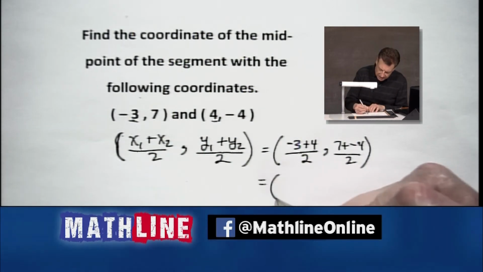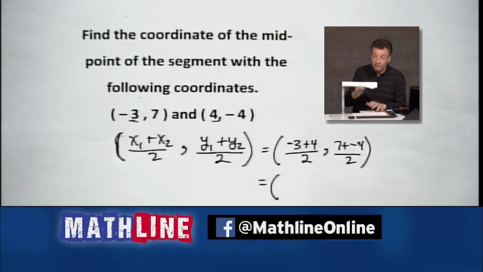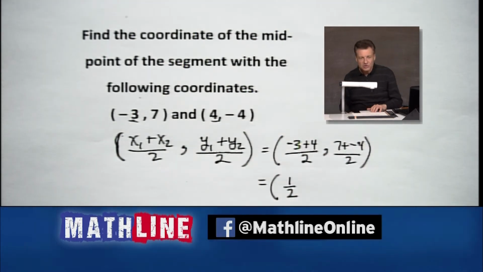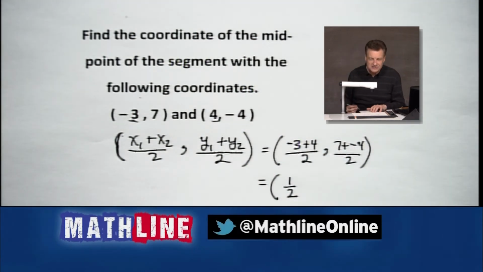This would be, how about it? 4 minus 3 gives us 1. Then we're going to divide that 1 by 2. Well, you know what? If you divide a whole by 2, you're going to get a half. I was about to jump right in and say it's going to be a half. And there we have it, 1/2.